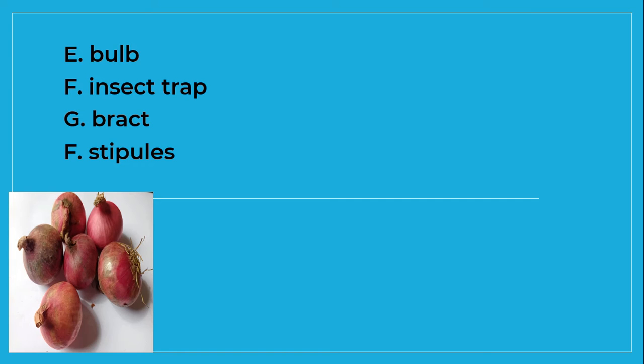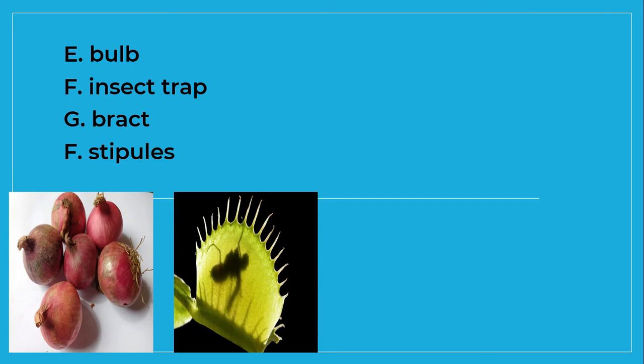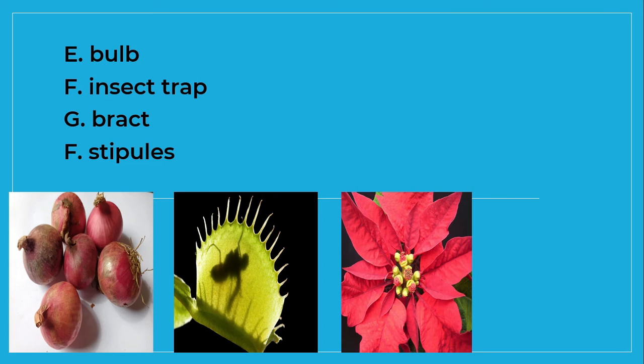And then we have what we call the insect trap. It's a modified leaf that captures prey for the plant in order to acquire nutrients. Example nito is yung mga Venus flytrap. We have what we call the bract, a modified leaf that attracts pollinators for the plant, being bright and surrounding a reduced flower. For example nito is yung poinsettia. Makikita natin itong kulay red, which is the modified leaves. And then yung nasa gitna is yung kanyang flowers.